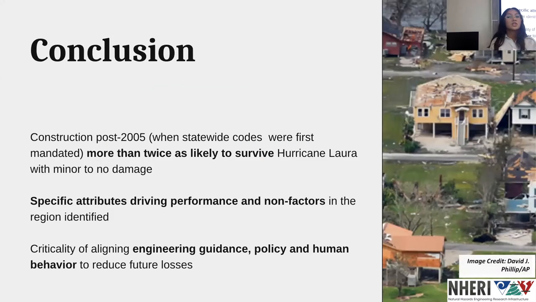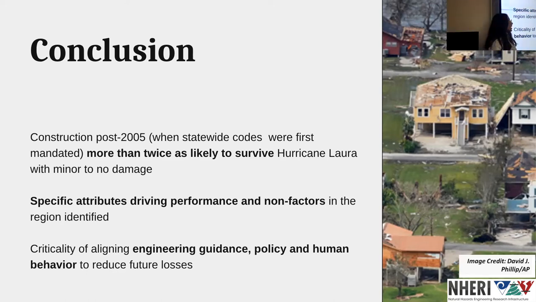So in conclusion, we can see that the usage of building codes whenever it's applied is very important, and houses are more than twice as likely to survive Hurricane Laura with minor to no damage whenever it is implemented. However, we see the difference between the code eras not being that much. And then we also see that therefore codes do work. However, whenever we delve into the attributes driving performance, we can see that straps and things like roof to wall connections and RDA are very important.